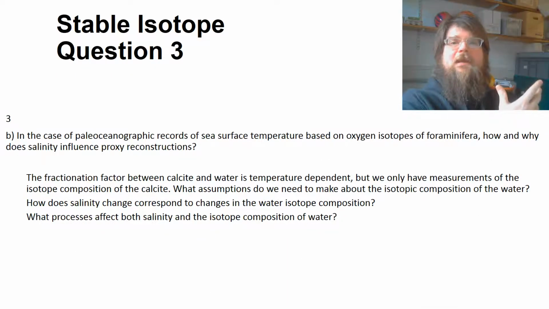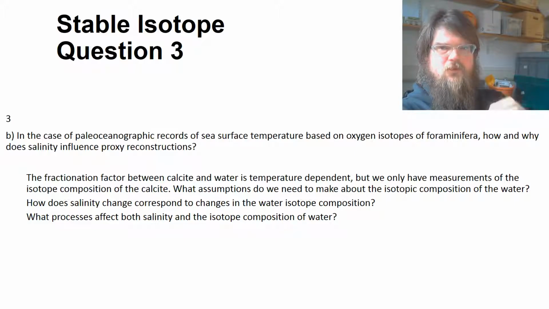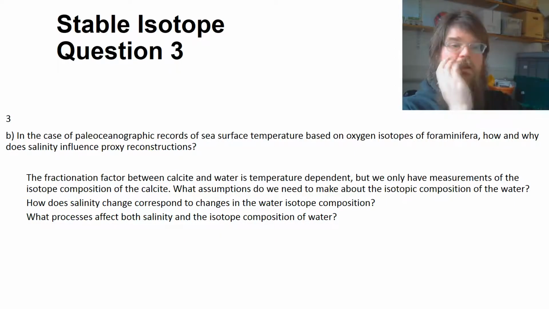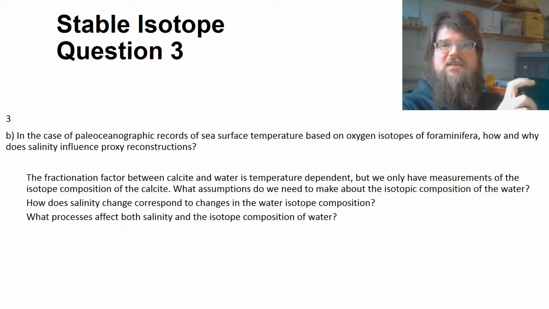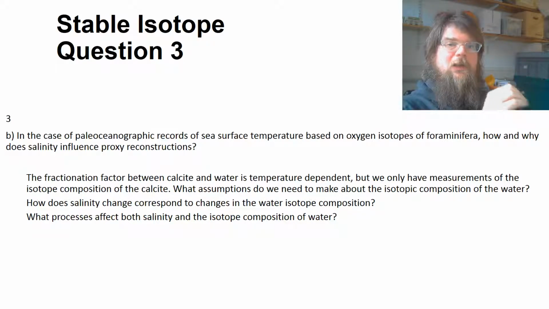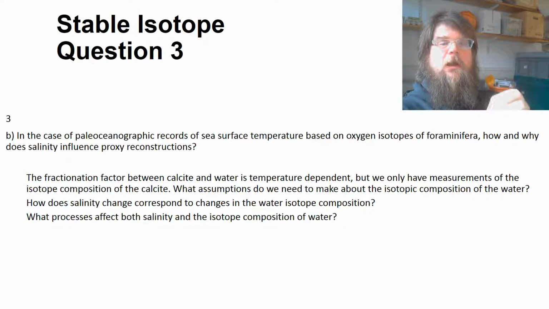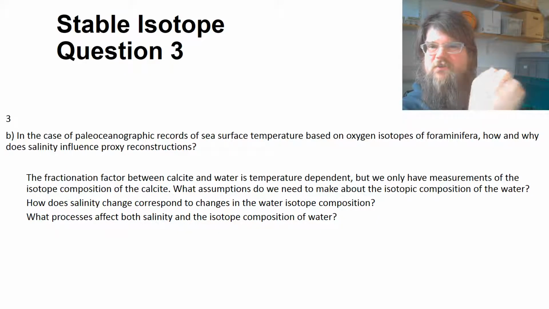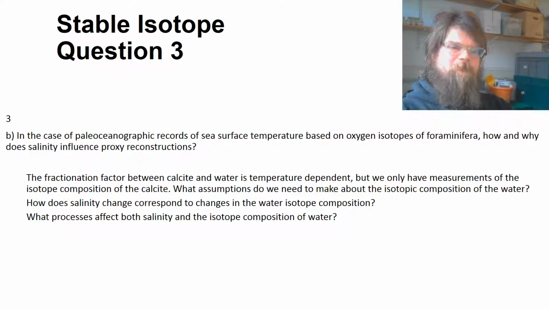Okay, so going on to part B now. This was one of the parts of the exam which I think was a little bit misunderstood and quite poorly answered. In the case of paleoceanographic records of sea surface temperature based on oxygen isotopes of foraminifera, how and why does salinity influence proxy reconstruction? Some people wrote answers saying salinity has a direct influence on the fractionation factor. Now, there might be a small influence on the fractionation factor, but the way we covered that in the lectures was in the boron isotope proxy for pH. So that wasn't quite what I was looking for in this answer.